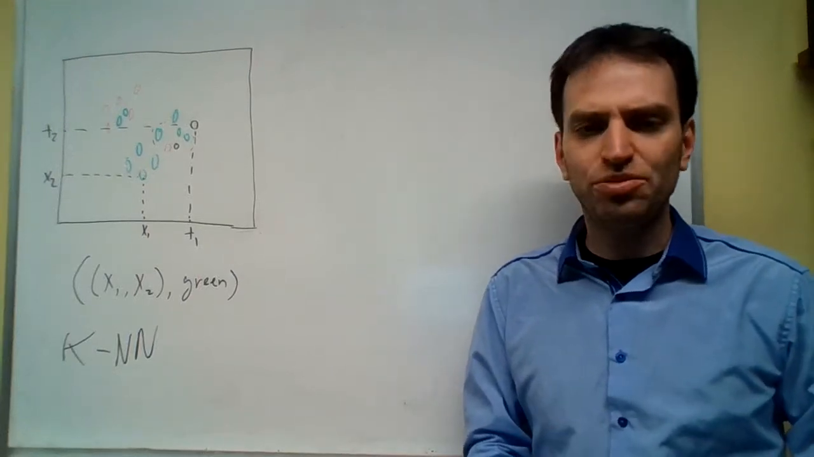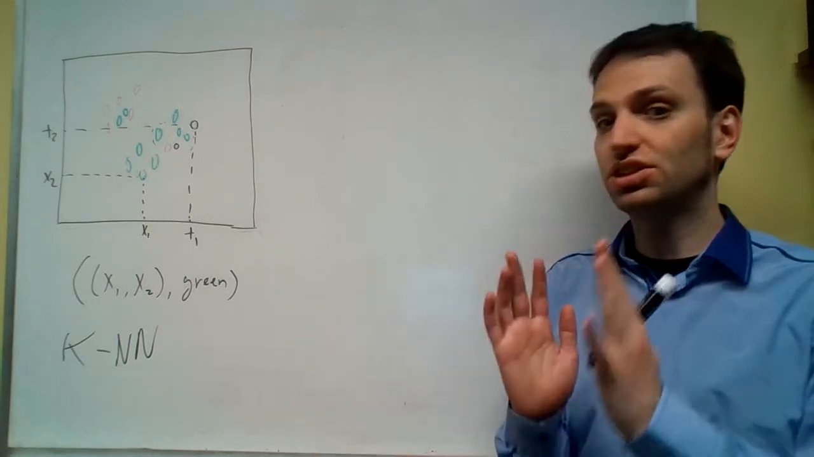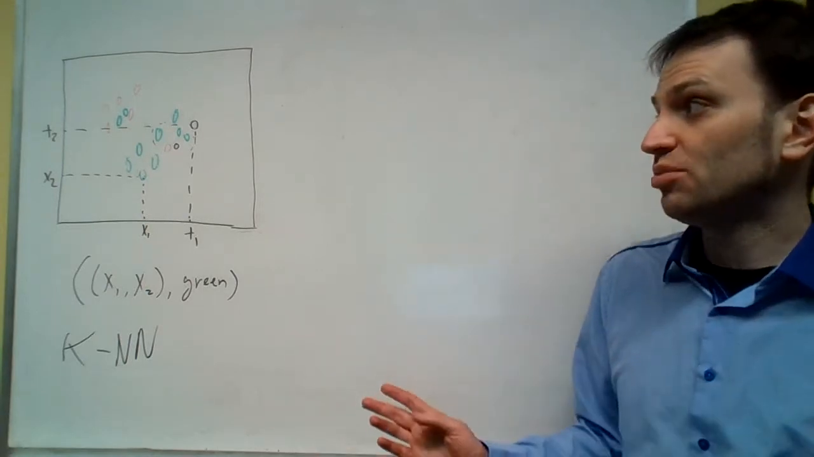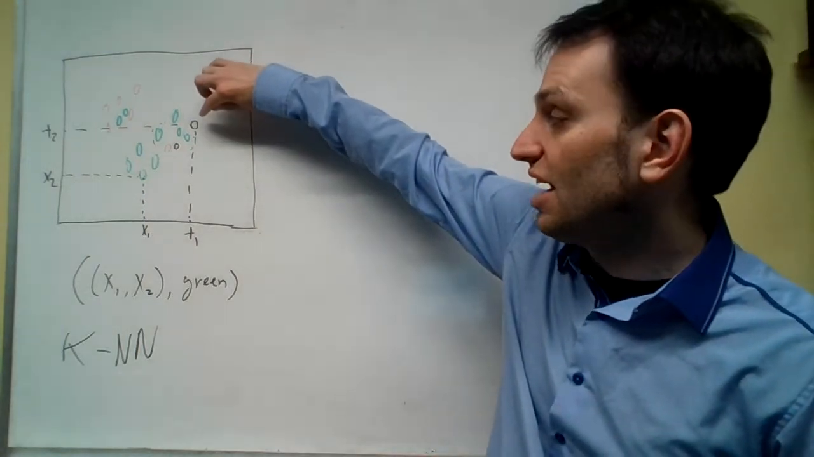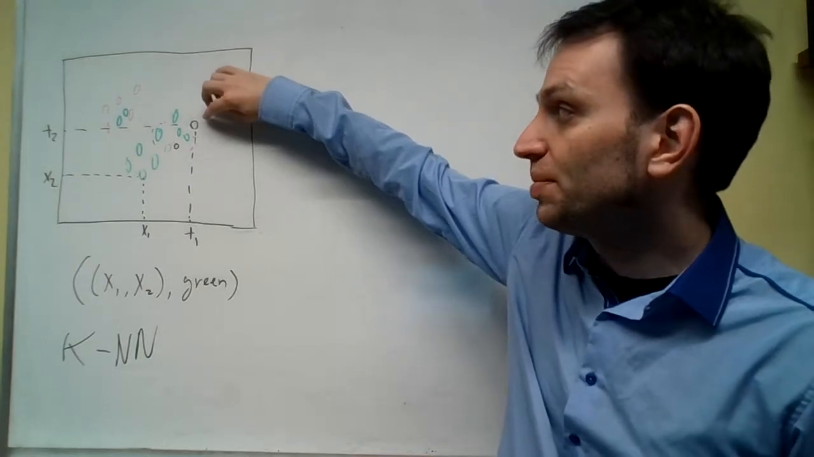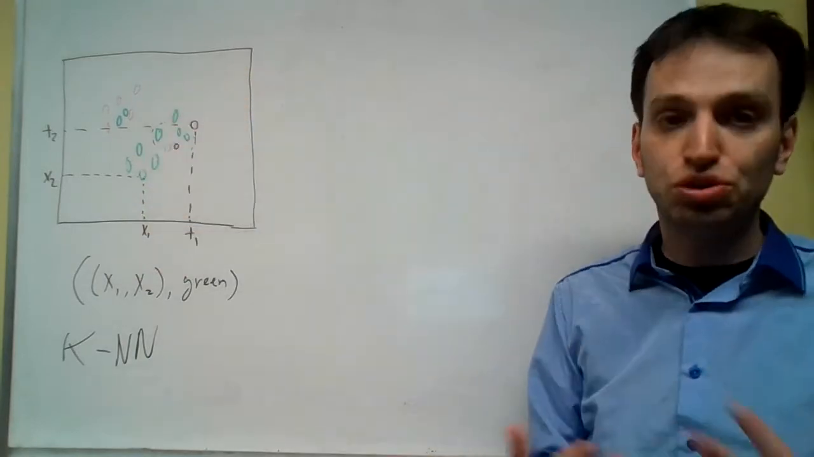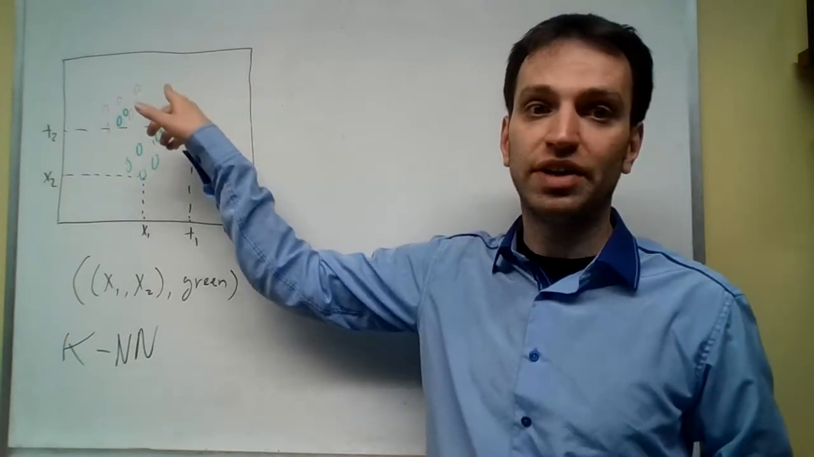What is the assumption that we make when we run k nearest neighbors? Well, let's start with k equals 1. What's the assumption that we're making? The assumption is that if you have a point here, then its label is going to be related somehow to the labels of the points that are near it, right?